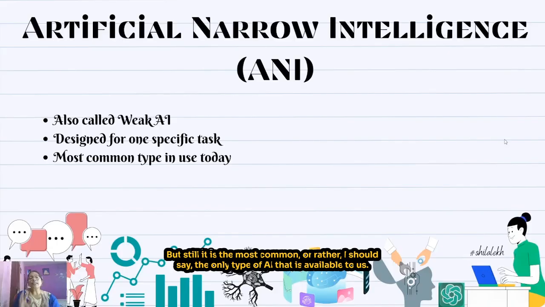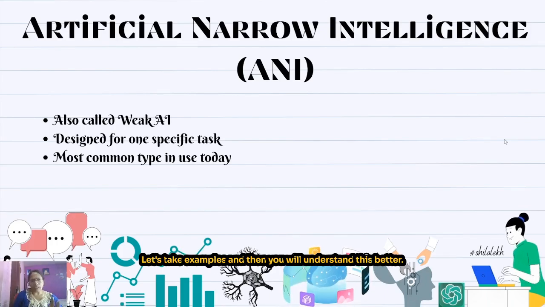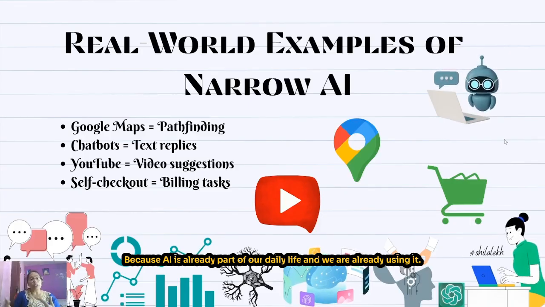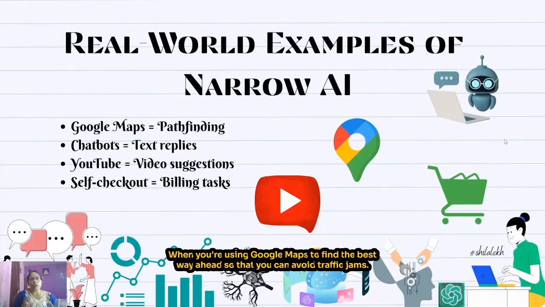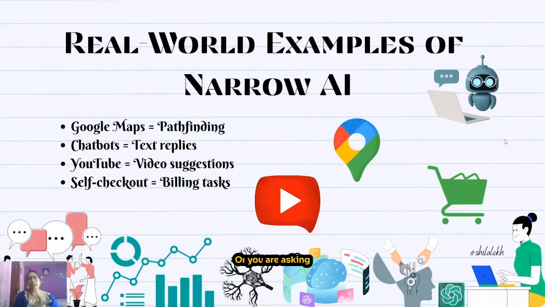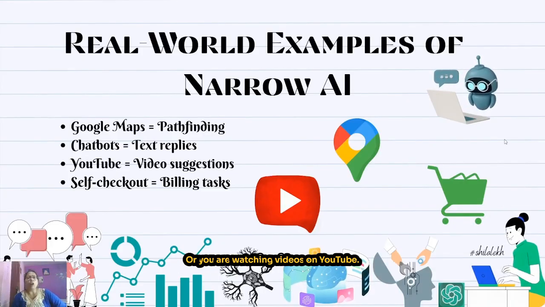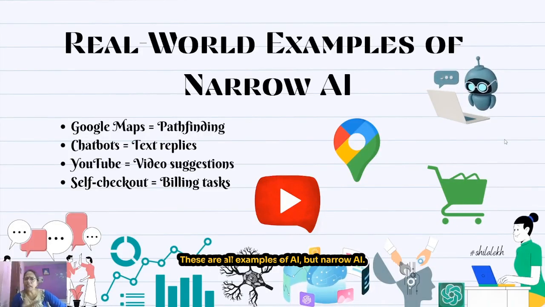But still, it is the most common, or rather I should say the only type of AI that is available to us. Let's take examples and then you will understand this better, because AI is already part of our daily life and we are already using it. When you are using Google Maps to find the best way ahead so that you can avoid traffic jams, or you are asking a question to Siri or Alexa or any chatbot that is there on a website that you are logged into, or you are watching videos on YouTube. These are all examples of AI, but narrow AI.